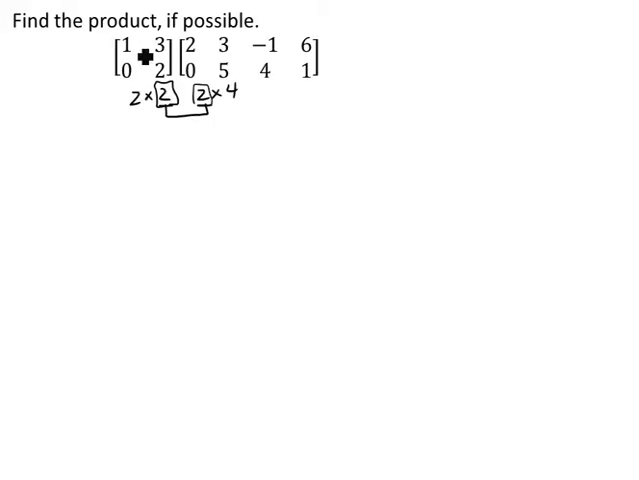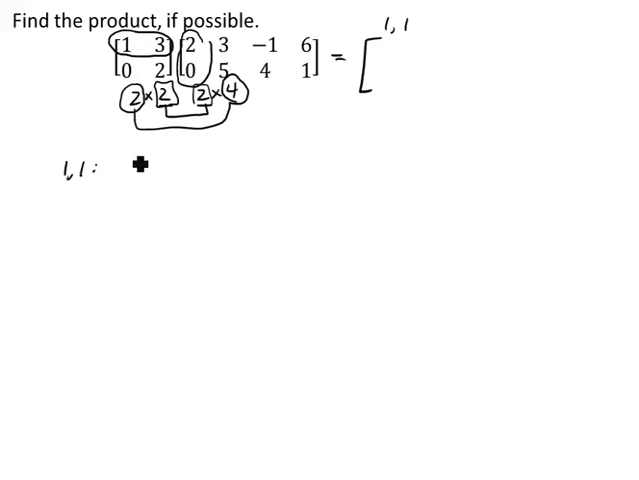Now the product, or our answer, is going to be a 2 by 4 matrix, as indicated by these outer dimensions. So we'll start by finding our entry in the first row and first column of our product or answer matrix. And so that's going to indicate to me to use the first row of the first matrix and the first column of the second matrix, and multiply their corresponding parts and add those answers. So 1 times 2 plus 3 times 0. So that gives us a 2.